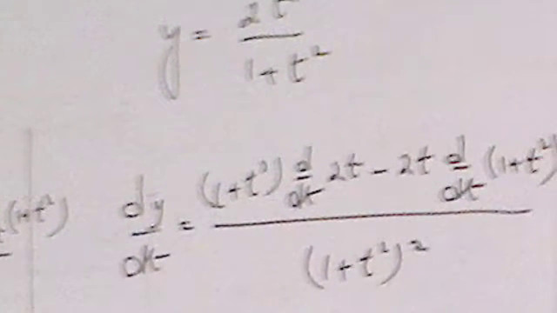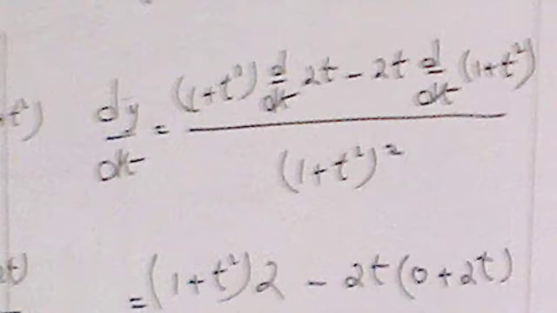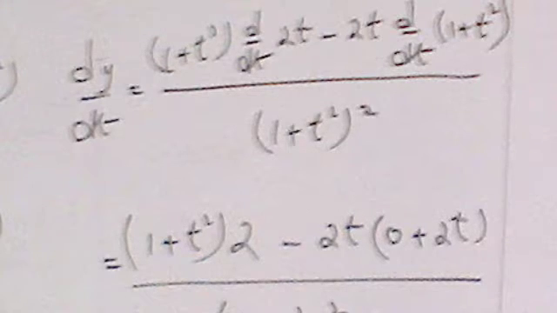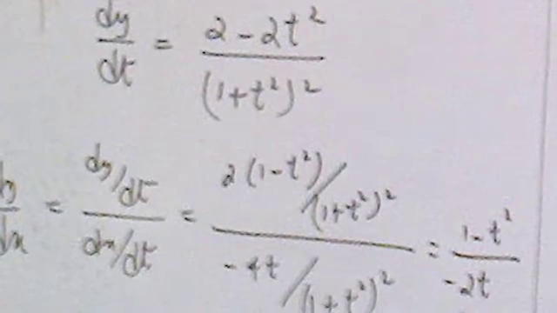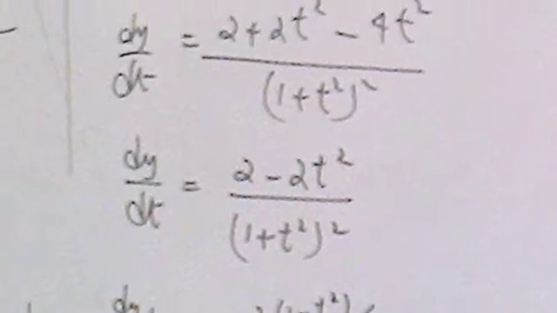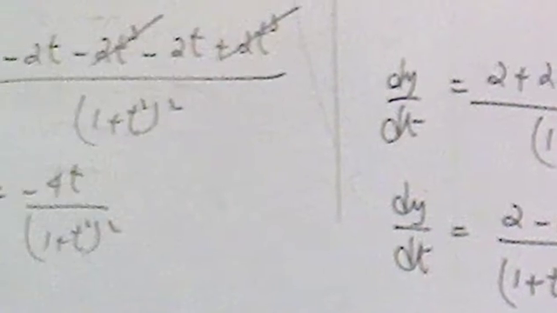In this question we again apply the quotient rule. Here we have numerator 2t. We put these values in the quotient rule. Derivative of 2t is 2, and derivative of 1 plus t square is: derivative of 1 is 0 and derivative of t square is 2t. We multiply these values and this is the answer of dy over dt. Now we apply the chain rule.